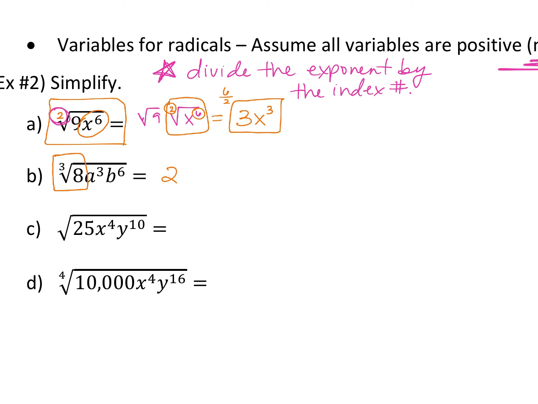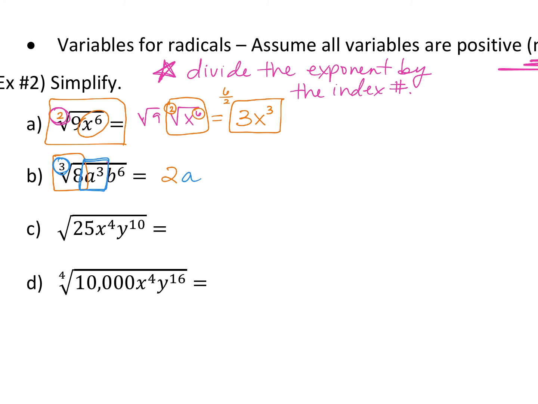Okay? Now look at the next chunk. You have a 3 here, and you have a to the 3rd. You're going to take the exponent divided by the index, and you get what? Just a to the 1st power, right? 3 divided by 3 is 1. So a to the 1st.